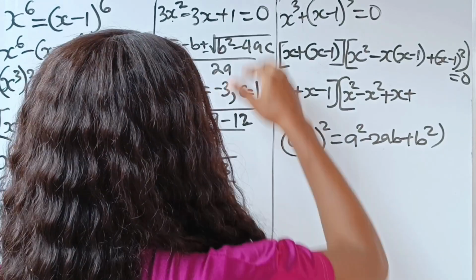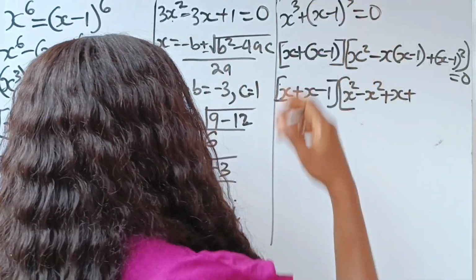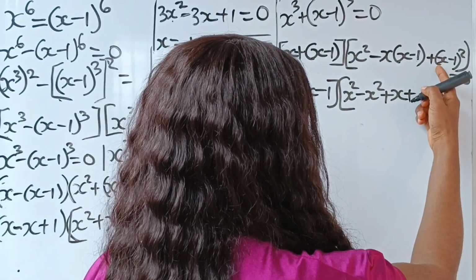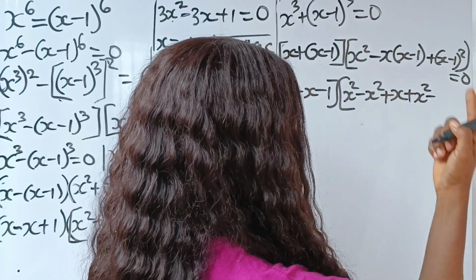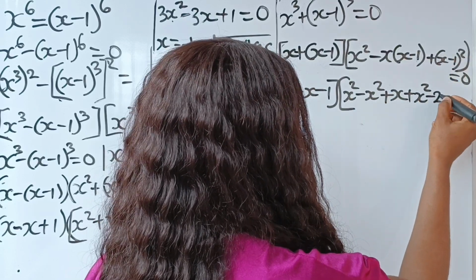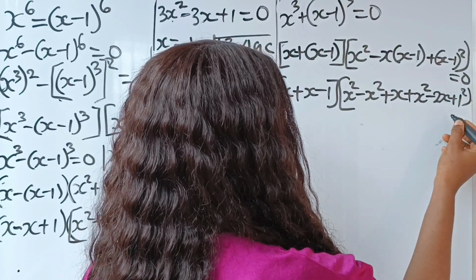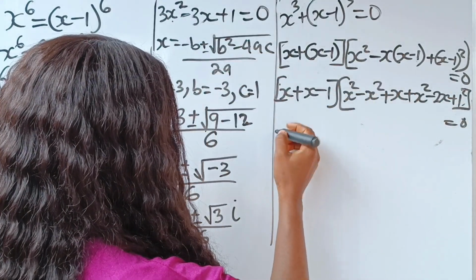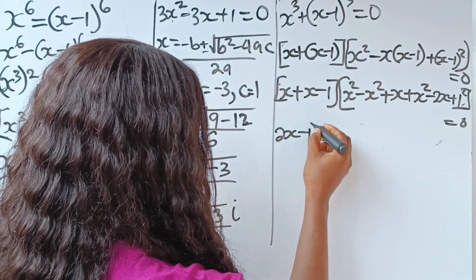So our a is x and our b is 1. So we are going to have a squared, that is x squared, minus 2ab, that is 2 times x times 1, which is 2x, plus b squared, that is plus 1 squared, and everything is equal to 0. So we have x plus x is 2x. So we are going to have 2x minus 1.